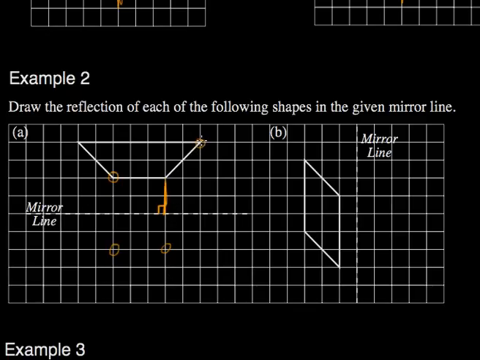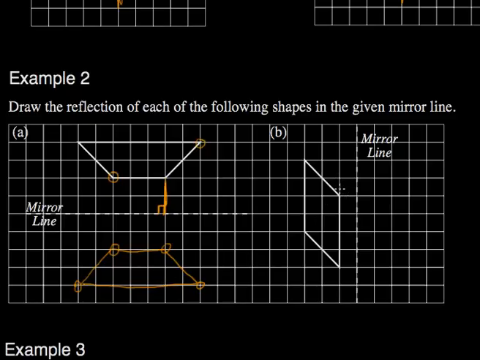So it has to be the amount of squares from here to the mirror, and then again in the same direction the other side. So 1, 2, 3, 4 down, and another 4, 1, 2, 3, 4 gets to here. And you could sort of see that the other one is going to be here. Then again, using a ruler, you would join the points together to finish off the shape.